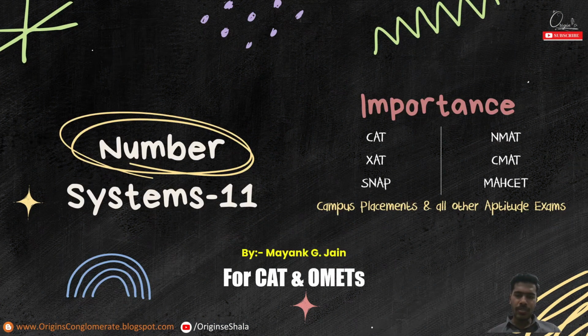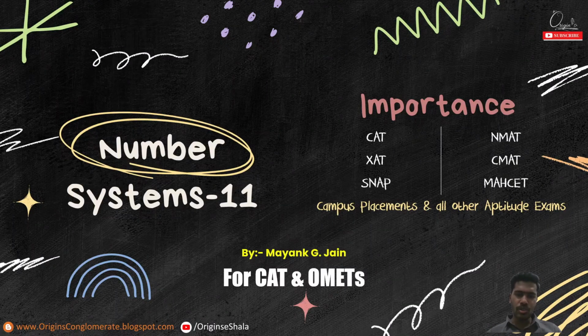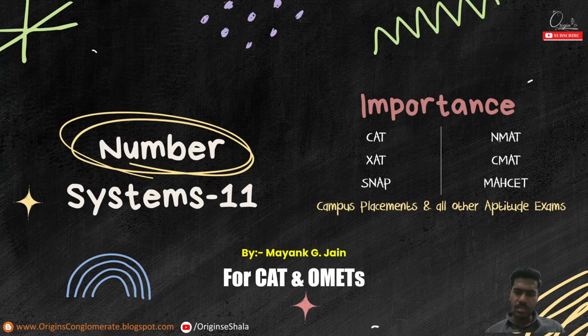Everyone, welcome to the 11th session of Number Systems on the playlist of Quantitative Aptitude for CAT and OMETs. So far we have covered the sum of total number of factorials and several other things similar to that.